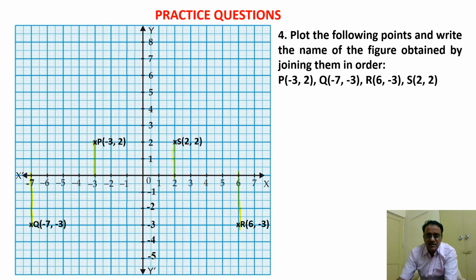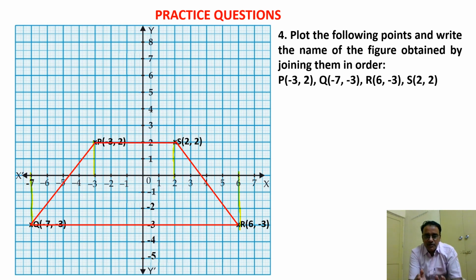So this is 2 2. So we got the 4 coordinates. Now we have to join them in order. So first we'll join PQ, right? Then we'll join QR. Then we'll join RS. उसके बाद we'll join PS.